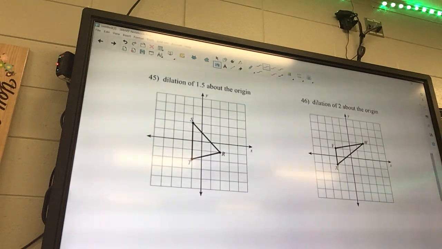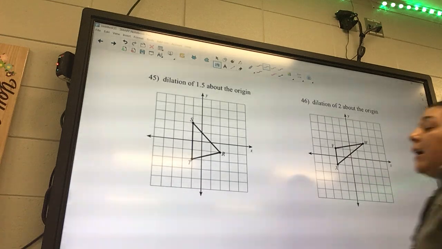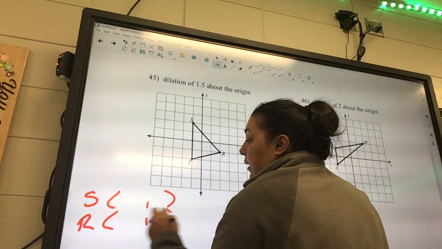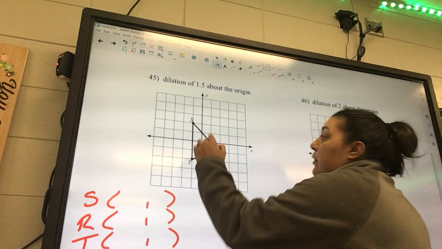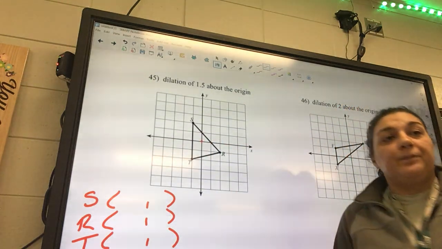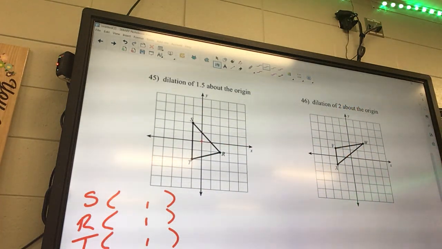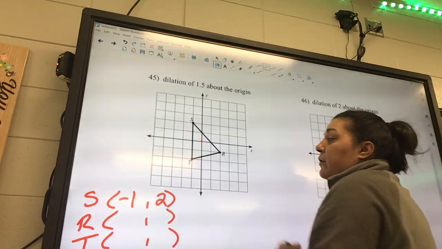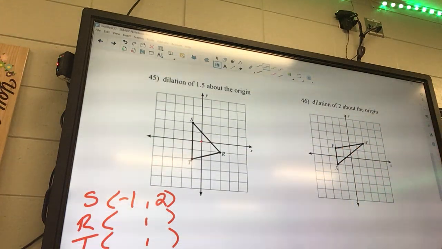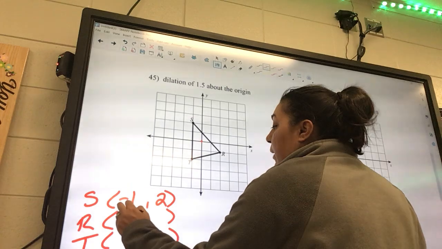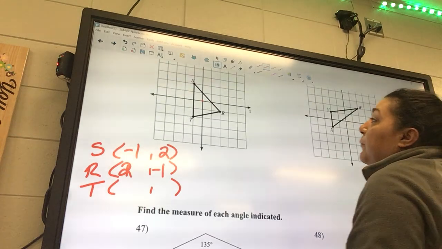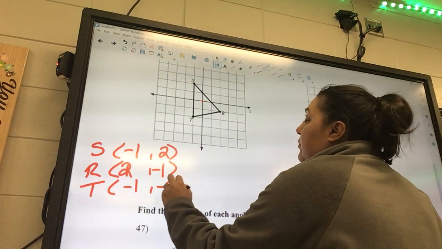Okay, 45. You need to find the coordinate for all of them. Okay, it's going to be the starters. So for S, R, and then T, we're going to have to find the coordinate for starters. So when are we going to have a negative? When we go left or down. Okay, so on the S, we go left 1, so -1, and up 2, so +2. Okay, for the R, we go to the right 2, so +2, and then down 1, so -1. And then for T, I go left 1, so -1, and down 2, so -2.